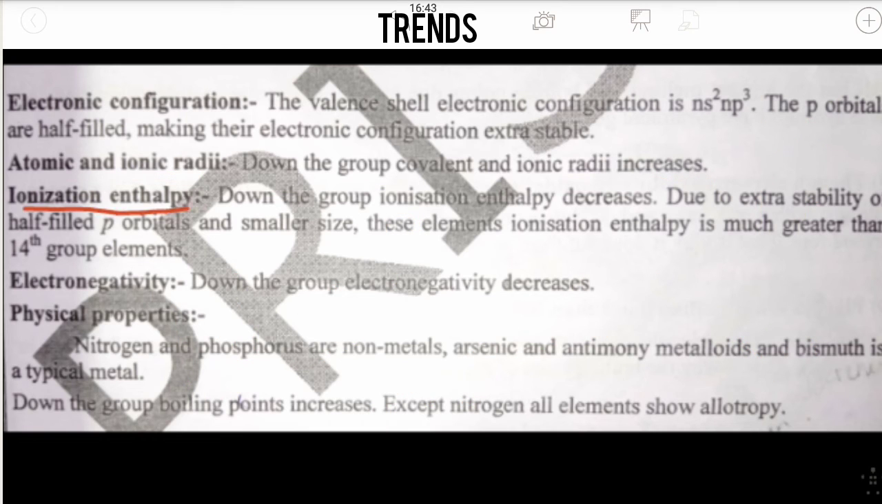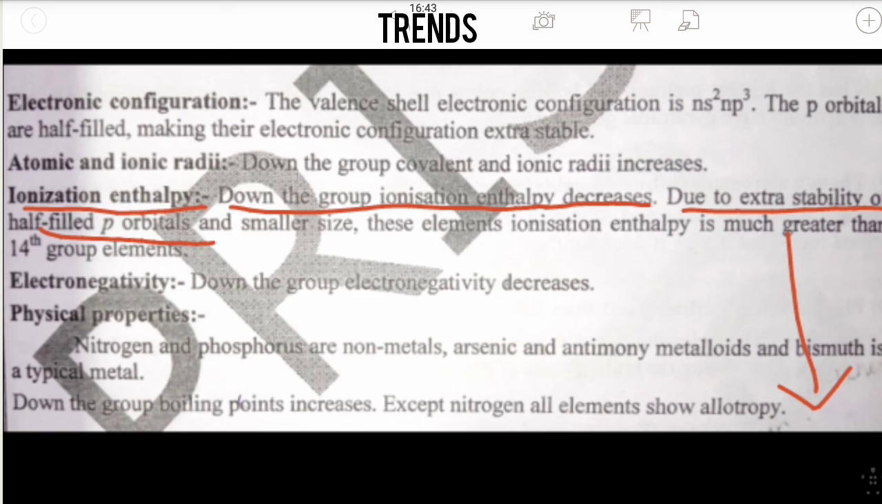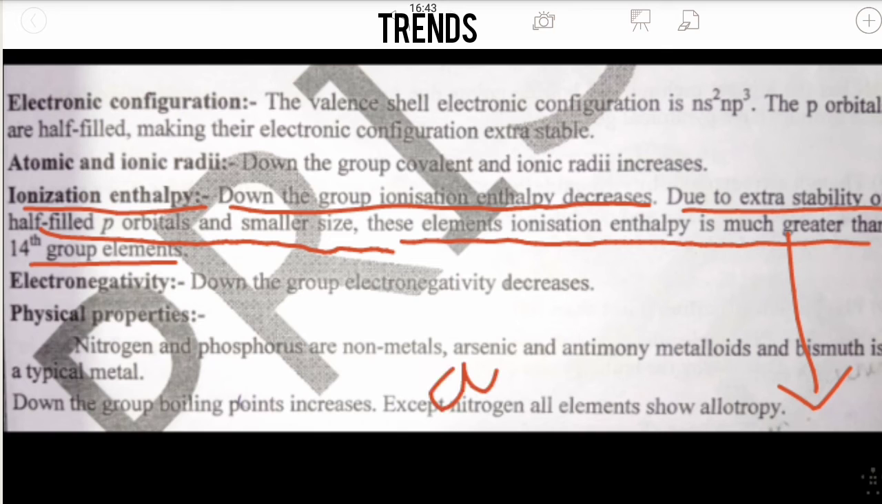Next, ionization enthalpy. Down the group, ionization enthalpy decreases. It decreases down the group due to the gradual increase in the atomic size. As the atomic size increases, there will be a decrease down the group.